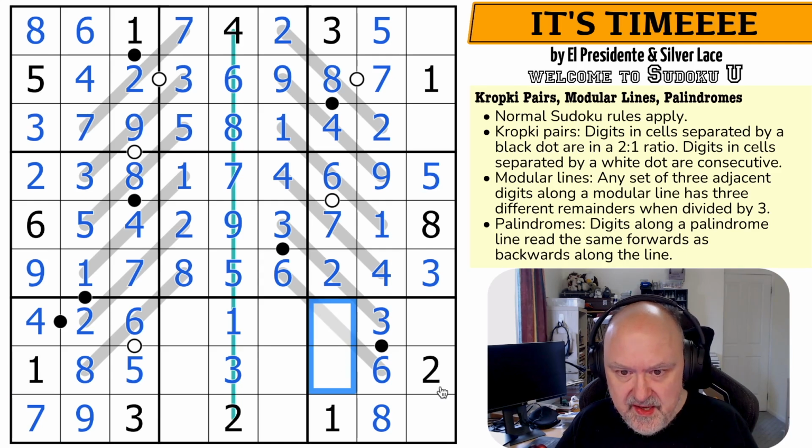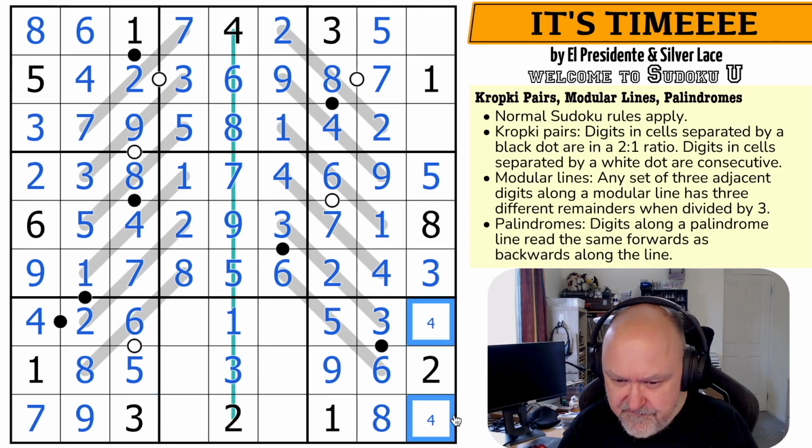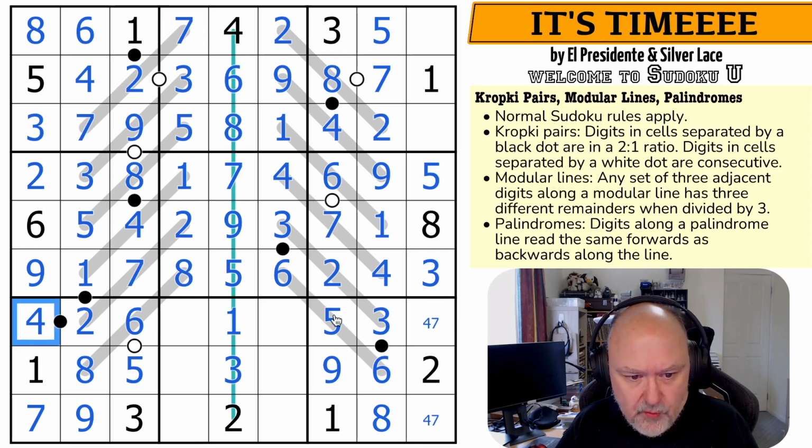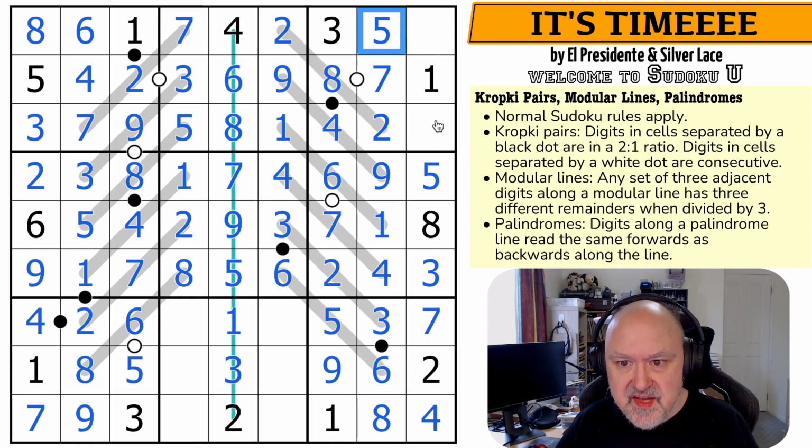Let's look at this pair. 1, 2, 3, 4, 5, 6, 7, 8, 9, 5 and 9. The 5 looks across, making that the 9 and that the 5. This box is missing a 4 and a 7. I'll use the 4 looking across to make that the 7 and that the 4. Let's resolve these because I can.